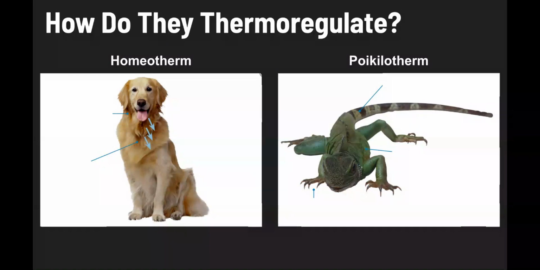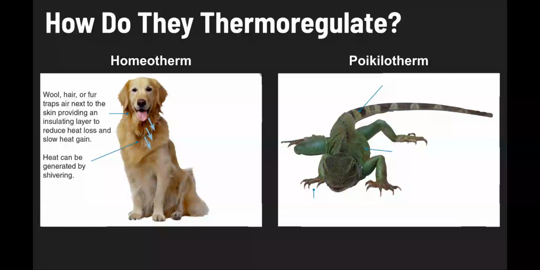Okay, so let's look at two examples of each type of animal here. So on the left, we have a homeotherm, and on the right, we have a poikilotherm. So this homeotherm, which is a dog, how does it thermoregulate? Well, the wool or hair or fur that's on this animal traps air next to the skin, and that provides an insulating layer that reduces heat loss and slows heat gain.